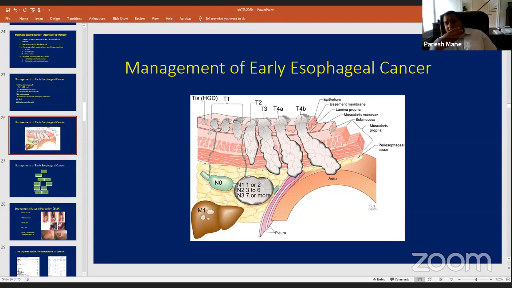What I've found is transhiatal patients can eat earlier than the Ivor Lewis patients. An Ivor Lewis patient, on the other hand, I'll get a tube study, a swallow study, at about day 6. There is no leak. I'll start giving them liquids.